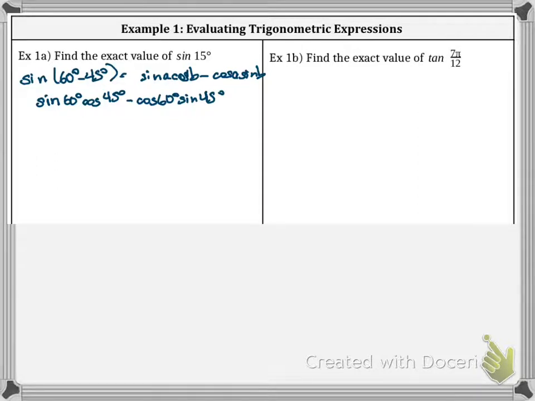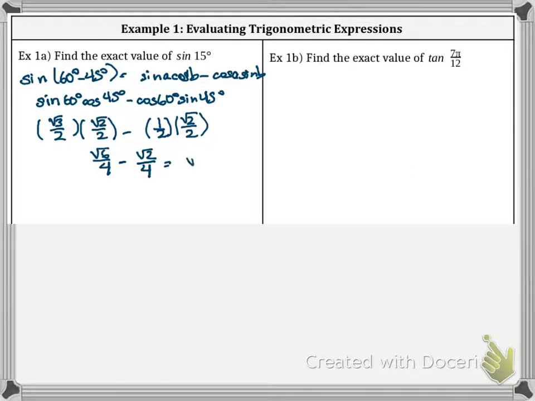Now, sine of 60 degrees, if you look at the table, you would get root 3 over 2. Cosine of 45. Anything at 45 degrees is nice because that's just root 2 over 2. Cosine of 60 degrees, the x value is 1/2. And then sine of 45 is root 2 over 2. So now we just simplify. We just multiply across. So root 3 times root 2 is root 6 over 4. And then 1 times root 2 is root 2 over 4. So we have a common denominator. So this simplifies to root 6 minus root 2 all over 4. So that is the exact value of sine of 15 degrees.